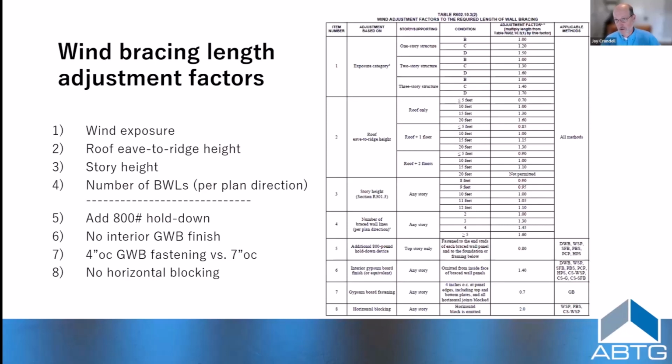Roof eave to ridge height, as I mentioned, the roof can have a big impact on wind loads, particularly on a 1-story building, because half of your wind load or more can come from your roof. So there are adjustments to account for that here in the table. Story height, same thing of your walls. The number of braced wall lines also affect the amount of load that goes to each braced wall line.